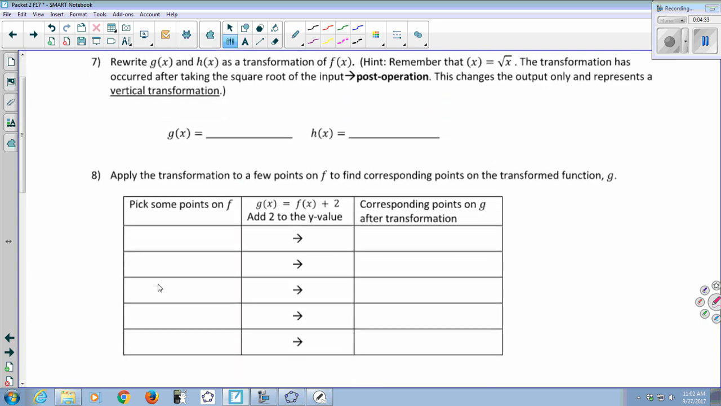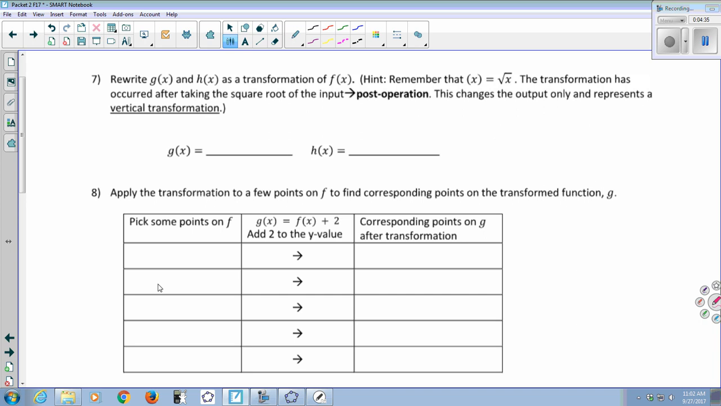All right, we want to rewrite g and h as transformations of f of x. So g of x, if you remember, we defined it as the square root of x plus 2, but the square root of x is the formula for f of x, so we would write this as f of x plus 2. And h of x, that was the square root of x minus 5, so we could rewrite that as f of x minus 5.